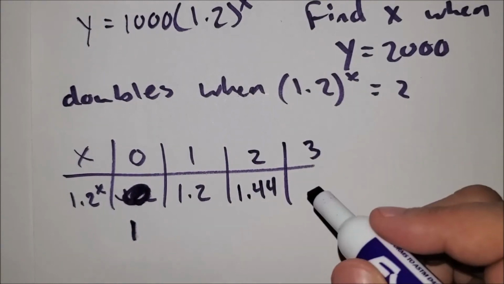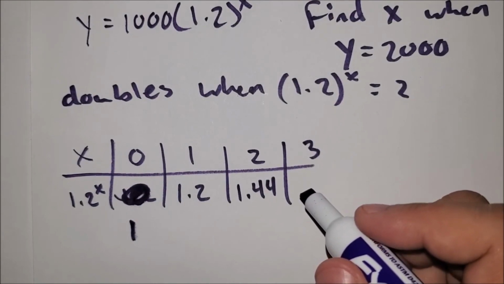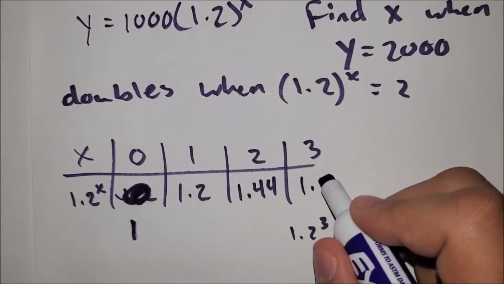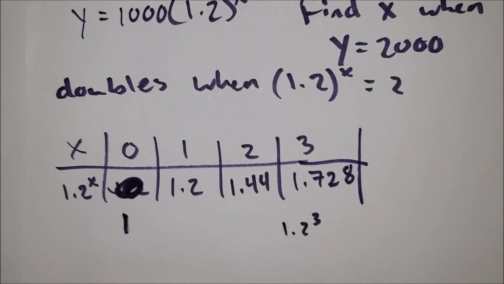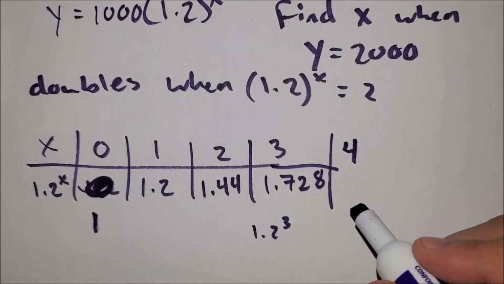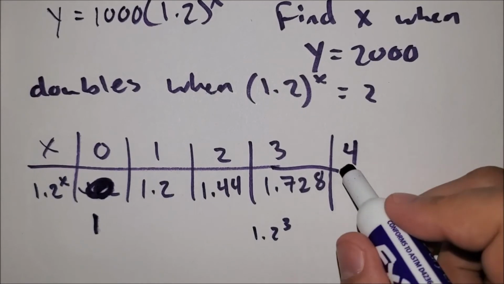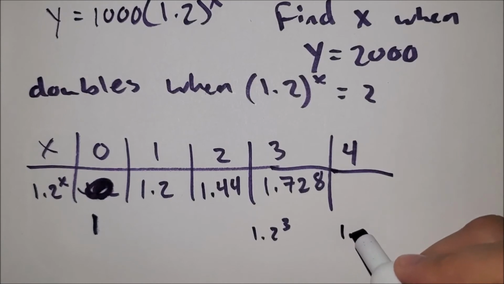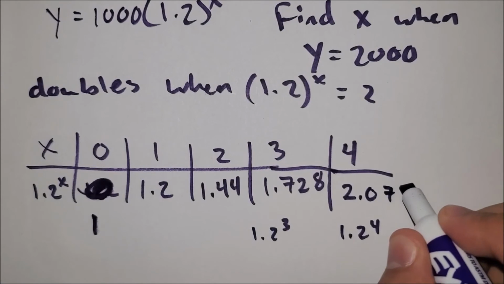When x is 3, we take 1.2 to the power of 3, and that gives us 1.728. Still not quite double, right? And we continue this pattern until we do get it to double. And here at 4, when x is 4, you get 1.2 to the power of 4, and this gives us 2.0736.